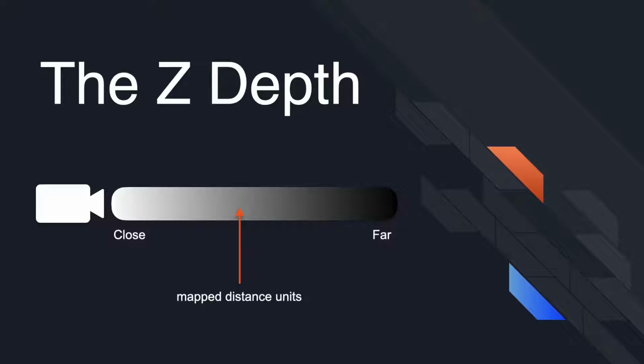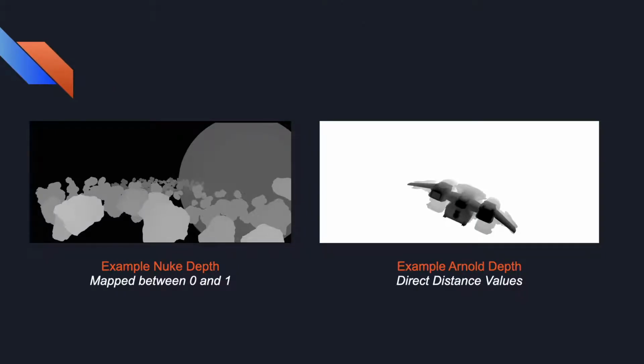But this is true for Nuke, which outputs values of depth mapped between 0 and 1. We could have different things. For example, Arnold will output direct distance values. For example, if the ship is at, I don't know, 10,000 meters from us, then the value of the pixel will be 10,000. And we will see a little bit later how to use those values.